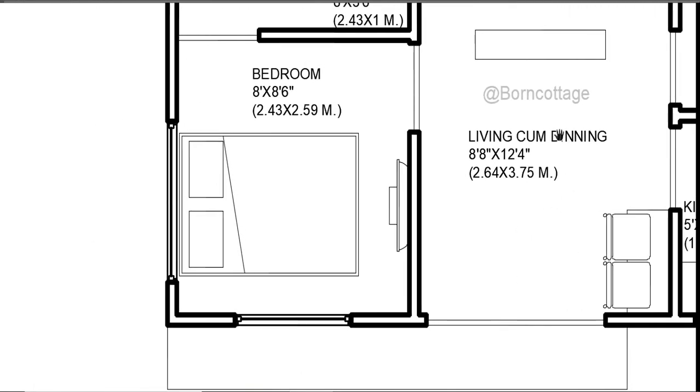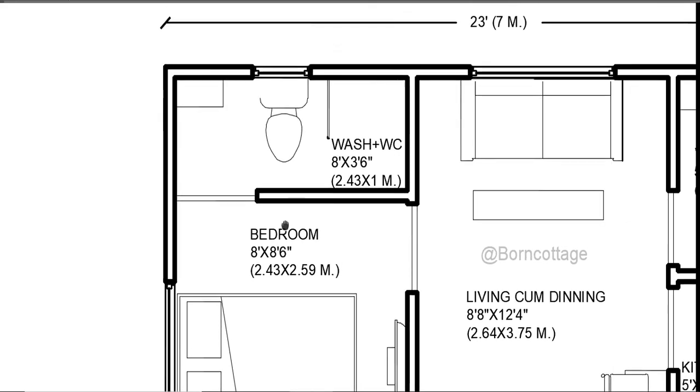So we have a room here. The size of the room is 8 feet into 8 feet 6 inches, in meter 2.43 into 2.59 meter. You can see here the bed arrangement, TV arrangement, and also two large size window for ventilation of this room. And also we have attached washroom plus water closet with this room.